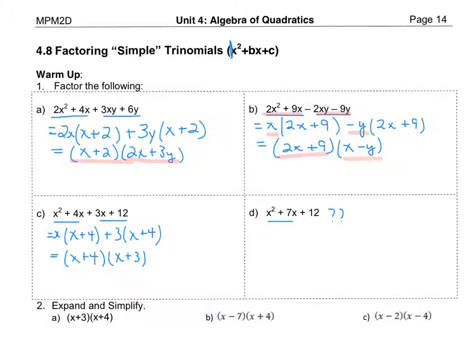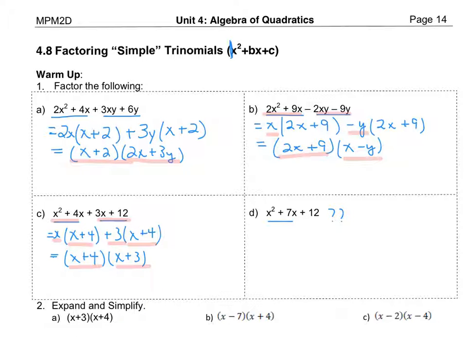My third one, now I could have combined the plus 4x and the plus 3x, but I didn't, only because I asked you to factor by grouping. I took an x out of the first pair and a plus 3 out of the second pair. That leads us to the x plus 4 and x plus 4, which factors to the x plus 4 times the x plus 3.